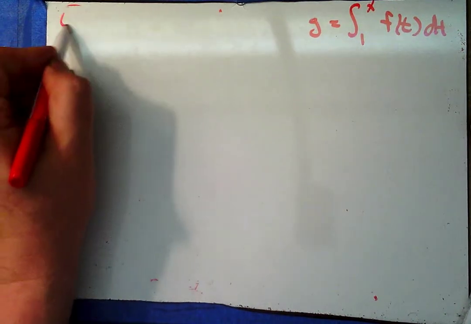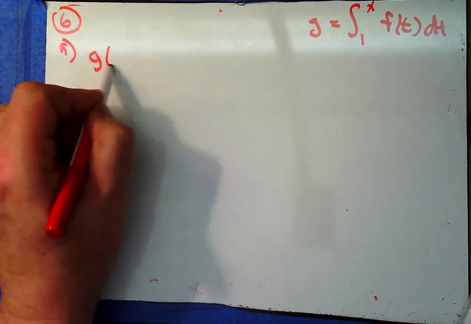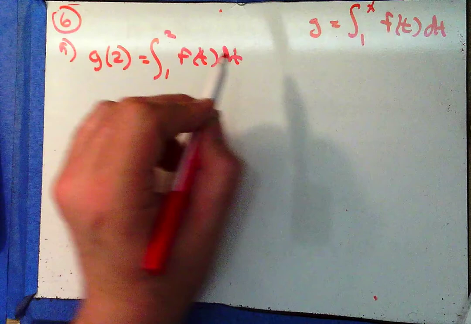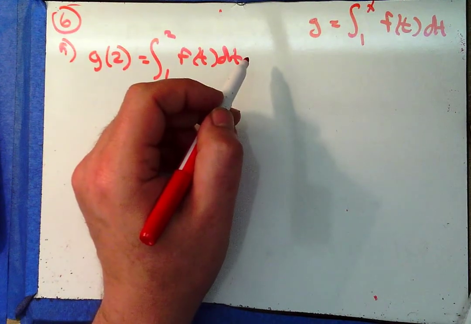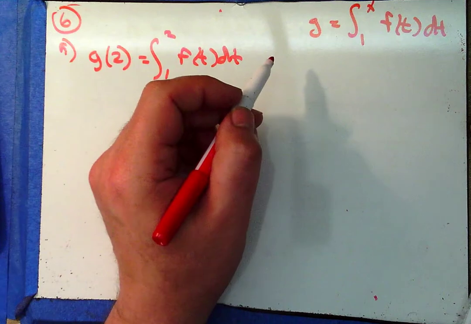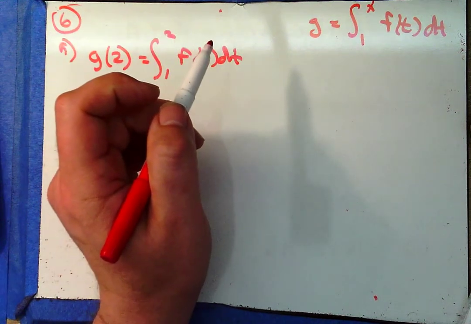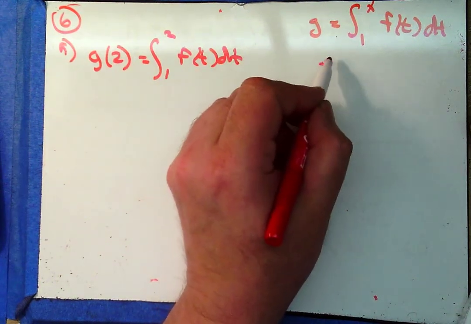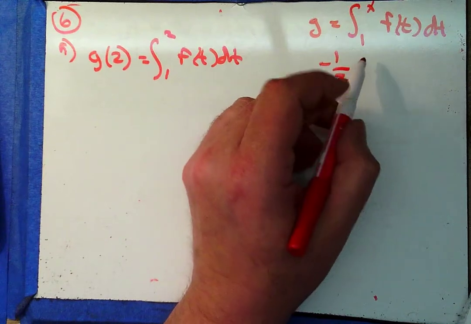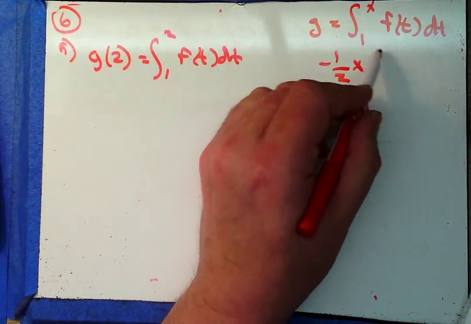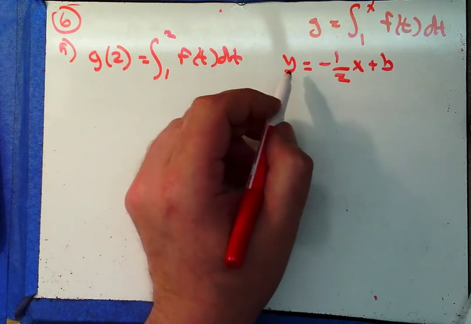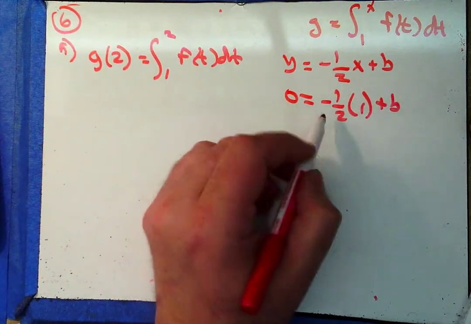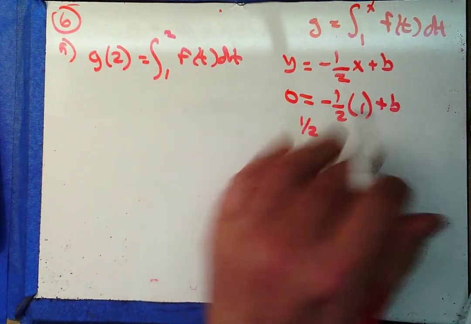Find g of 2. 6a, g of 2 will be the integral from 1 to 2 of f of t dt. Okay, the integral from 1 to 2 is, how do I find that y value? Well, I have to write the equation of that little line segment. That line segment has a slope of negative 1/2, so y equals negative 1/2 x plus b. And I'm going to plug in 0, 1 to help me find b. So b equals 1.